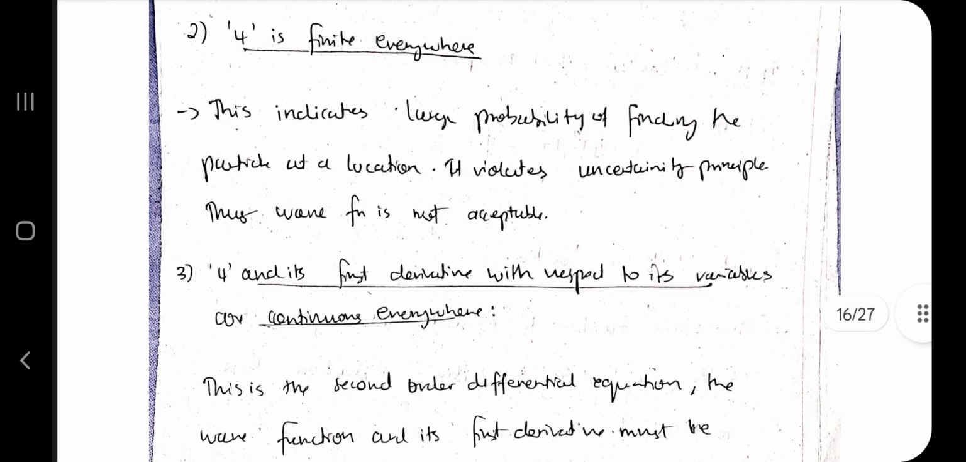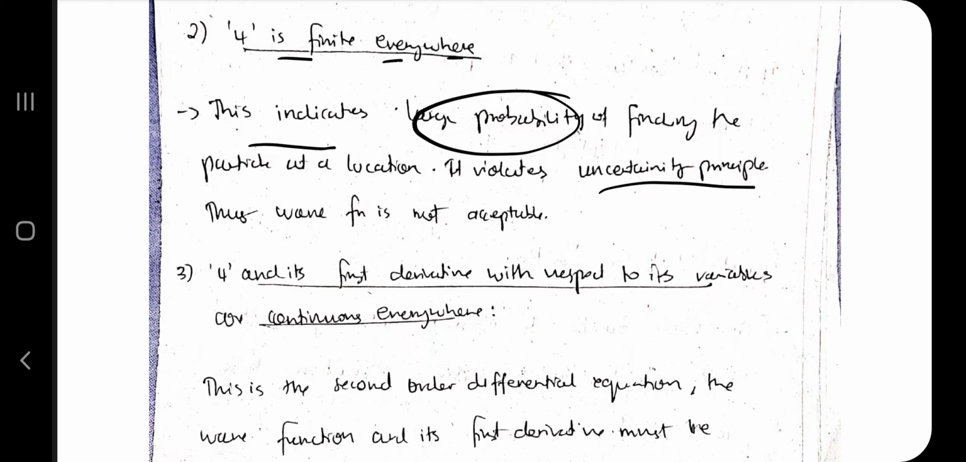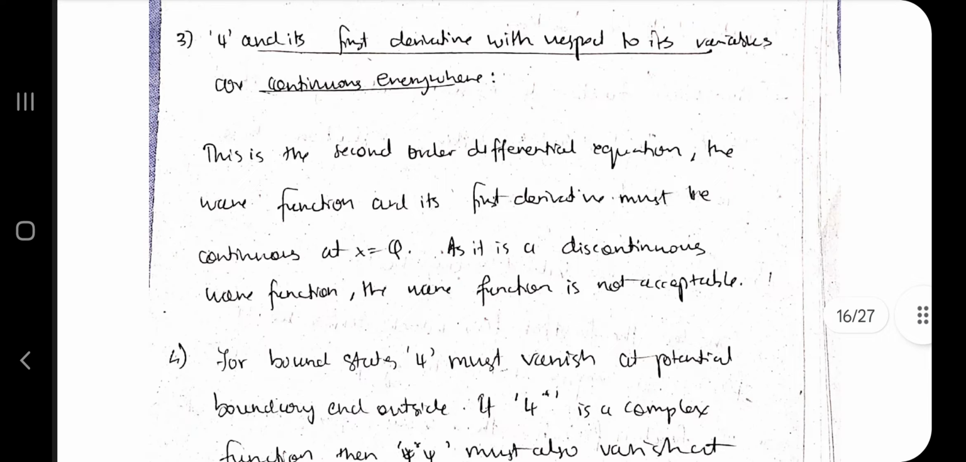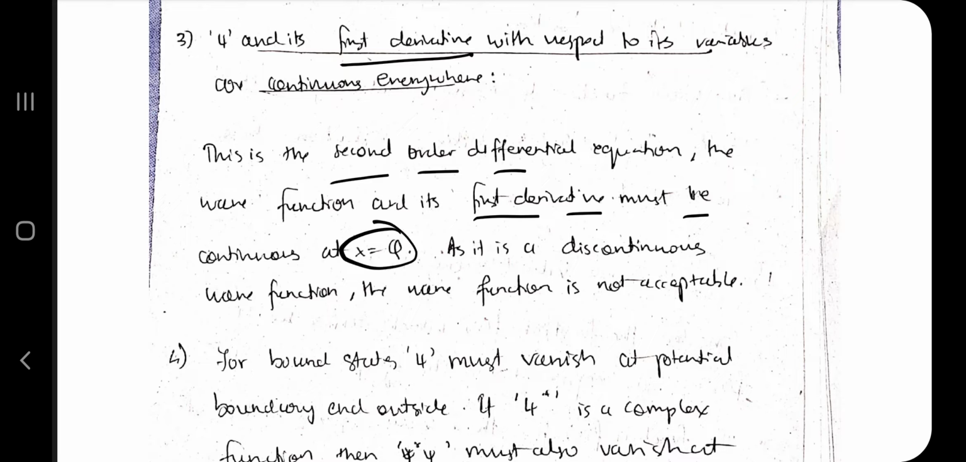Second, psi is finite everywhere. An infinite value indicates a large probability of finding the particle, which is against the uncertainty principle. So this wave function is also not acceptable. The third property is about the derivative. Here, firstly, you write that it is a second order differential equation, and its first derivative must be continuous at x equal to q. If you see the graph, it is not continuous, so it is also not acceptable. It is a discontinuous function.